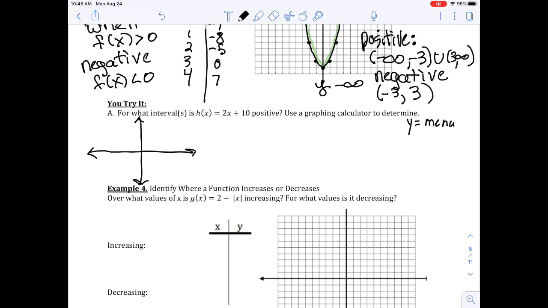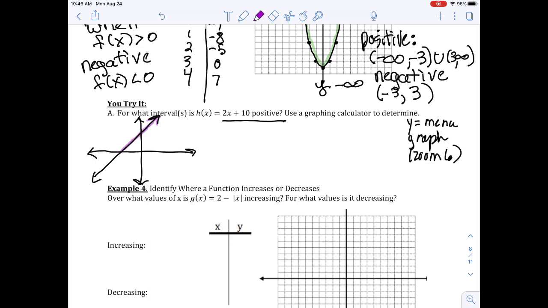So let me just type that down. Y equals menu. Put your equation, hit graph, and maybe zoom 6 to get a nice picture. So I'm hitting zoom 6. And it looks to me like the graph goes like this. That's what I'm looking at on my calculator. All right. And it says for what intervals is this positive? So again, I'm going to go ahead and highlight my positive with purple.